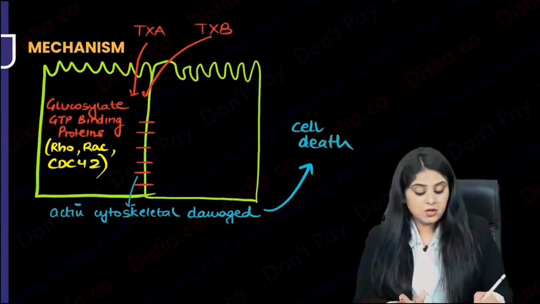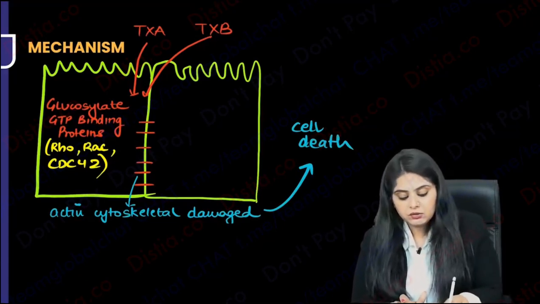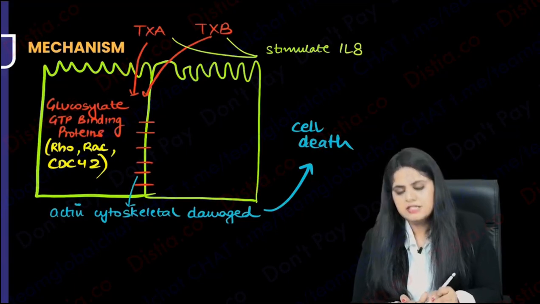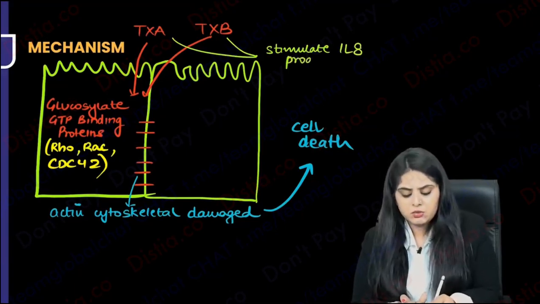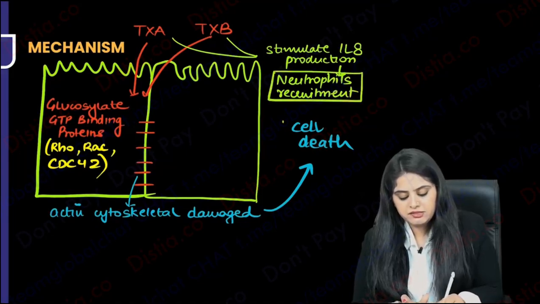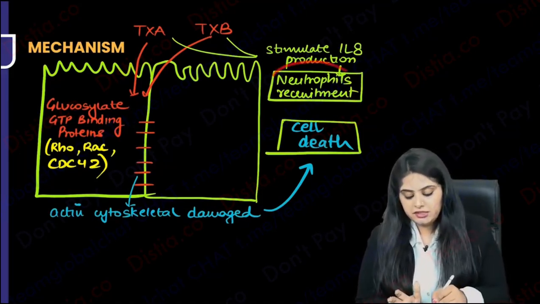That is one thing. Also, please note that along with this, they are also going to stimulate interleukin-8 production. Guys, interleukin-8 production, who is going to get recruited? Interleukin-8 attracts what? You studied this in pathology. It attracts the neutrophils. There is neutrophil recruitment that is going to occur, and that is also what you see. So first of all, you will be seeing a lot of dead cells because the cells are dying, and secondly you will be seeing a lot of neutrophils.